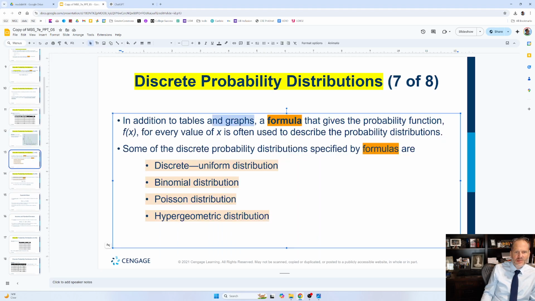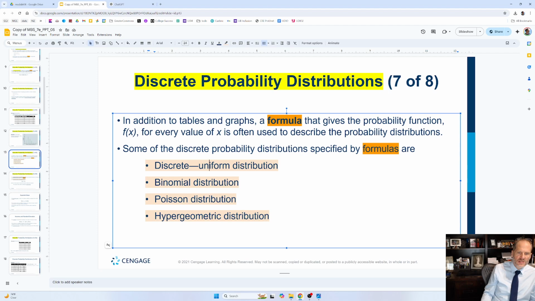And in addition to tables and graphs, a formula that gives the probability function f(x) for every value of x is often used to describe the probability distributions. So here, I'm starting to highlight formula in orange. We're going to see formula there. We're going to see formula here. And these are some of those formulas.